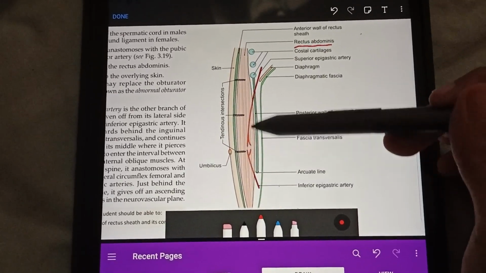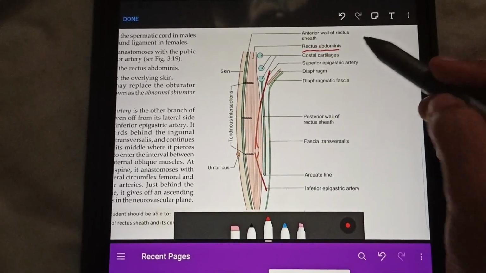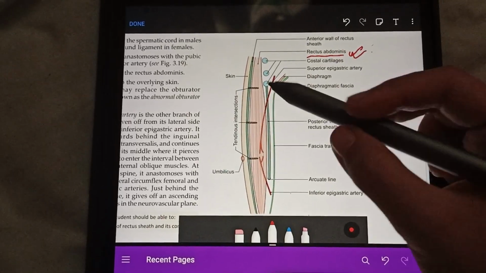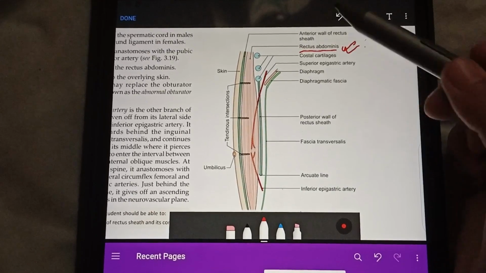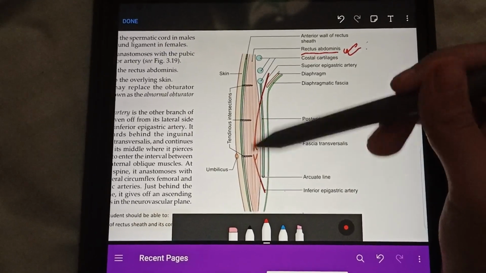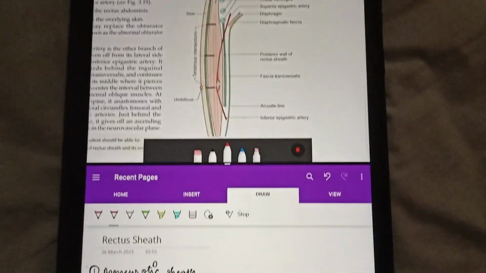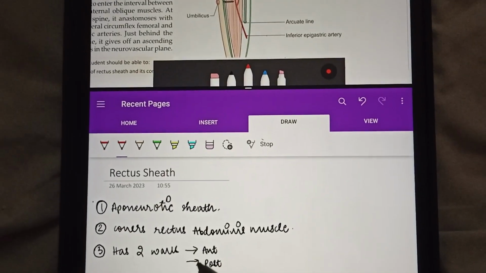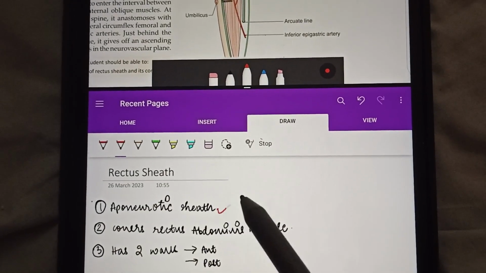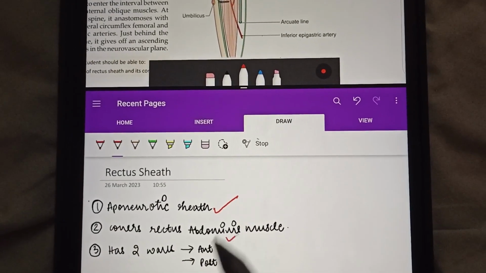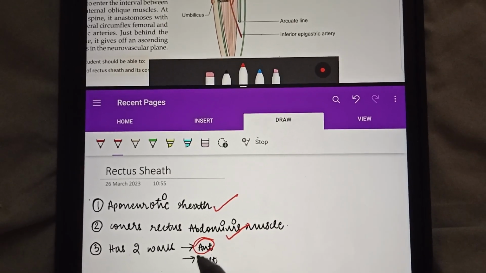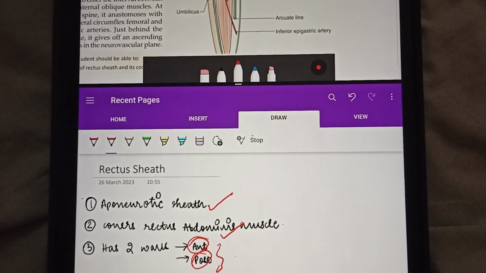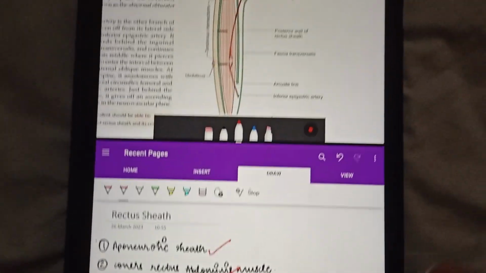So this muscle which you see here is this big muscle. This is the rectus abdominis muscle, and this is the rectus sheath, the anterior wall and the posterior wall. It covers the rectus abdominis muscle. So the rectus sheath is basically an aponeurotic sheath. It covers the rectus abdominis muscle and it has two walls, the anterior and the posterior wall.